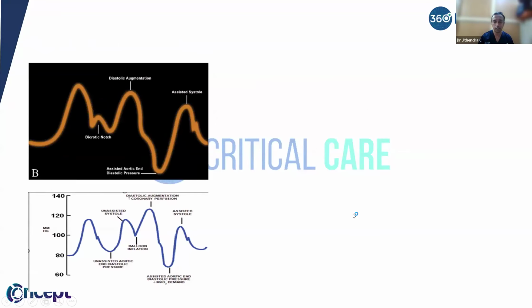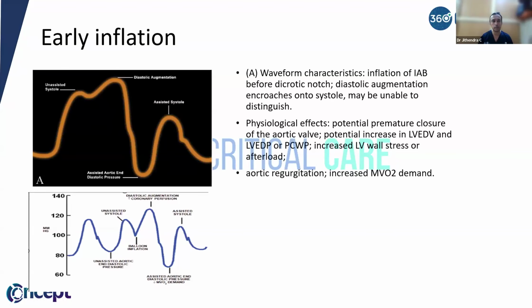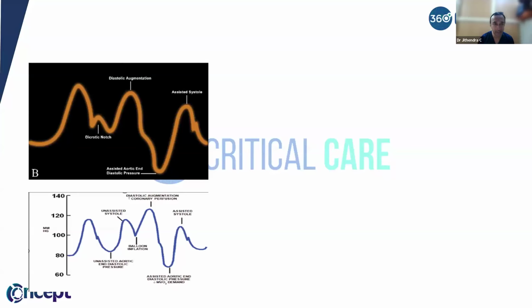Okay. So what do you do? They'll ask you, what do you do for this? You'll go to the console, put it in 1:2 mode, and time the inflation. You adjust it so that it inflates a little later. Okay, you adjust the timing. I've shown you on the console how to do it. Okay. So next one. Anybody wants to take this?